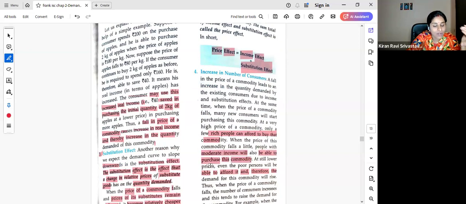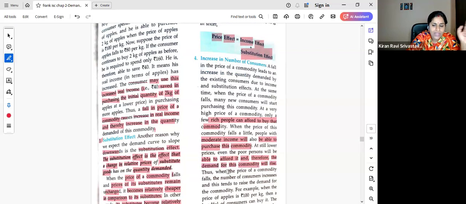Now, if the price falls from 50 to 20 rupees, then even students who go day to day to school can also afford it, because 20 rupees everyone will have as pocket money. So at still lower prices, even the poor persons will be able to afford it, and therefore the demand for this commodity will rise.